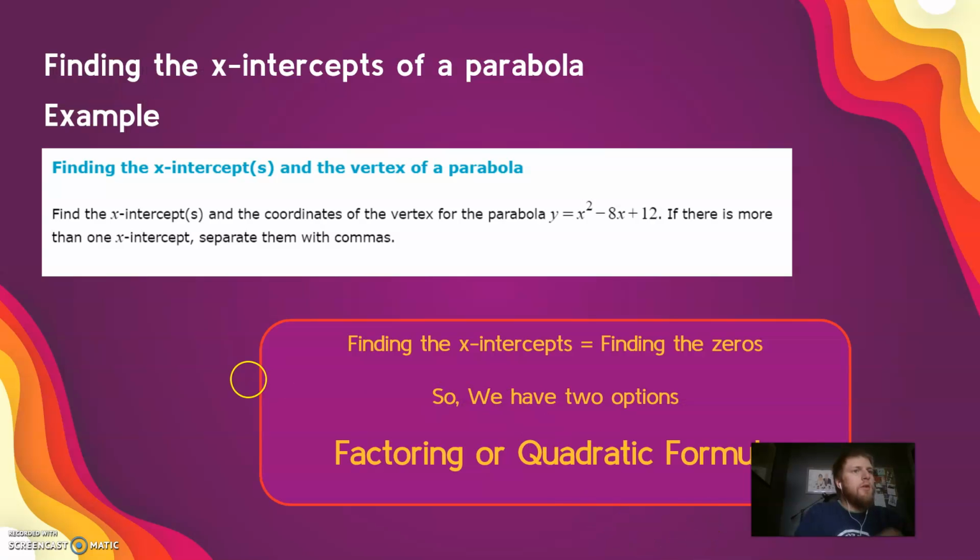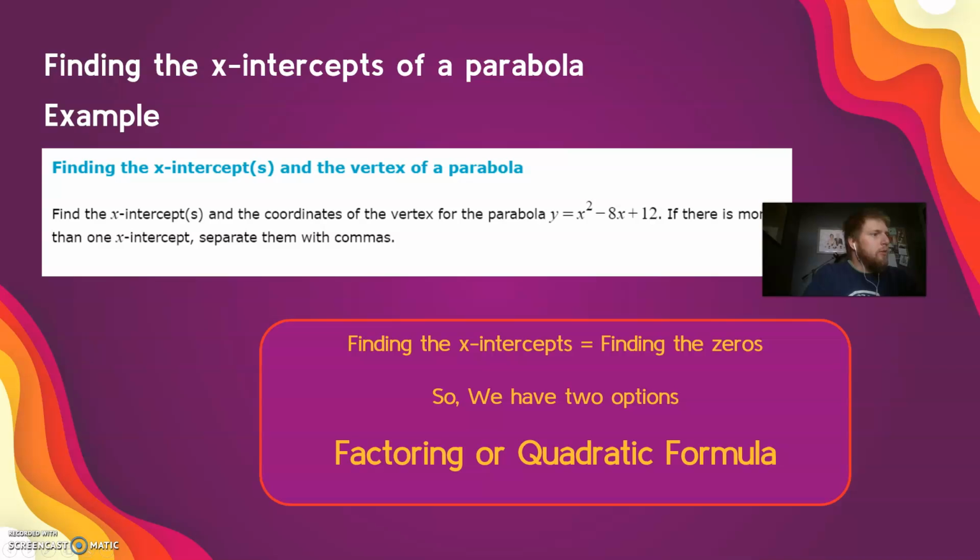So the first thing, it says finding the x-intercept and the vertex of a parabola. Find the x-intercept and the coordinate of the vertex for the parabola y equals x squared minus 8x plus 12. If there is more than one x-intercept, separate them with commas.